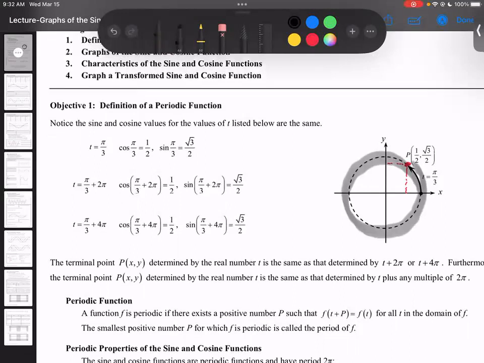don't write this down. Sine of n times 2 pi, where 2 pi is once around and n is 1, 2, 3, 4, 5, the number of times you go around that circle, plus t, it is equal to what? It's equal to sine of t. It's the same thing, right? Sine of pi over 3 is equal to sine of pi over 3 plus 2 pi, or 4 pi, or 6 pi, right?